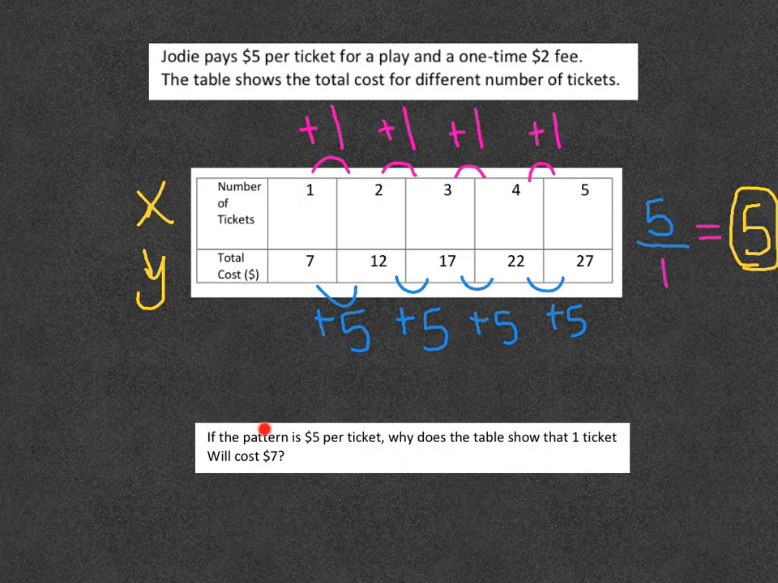At the bottom, it says if the pattern was $5 a ticket, why does the table show one ticket costing $7? And again, the reason that it does is because right up here, it said we had a one-time fee of $2. That's the extra that got added. Okay? I'm just going to add that down here as well. I'm going to say B/C, because of, for my abbreviations. Okay, guys? Because of the $2 fee.